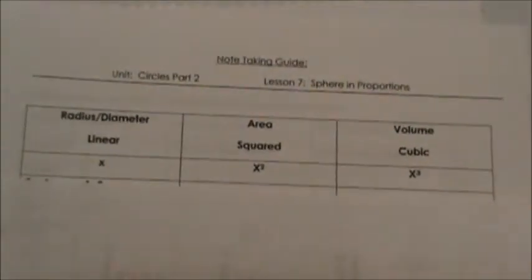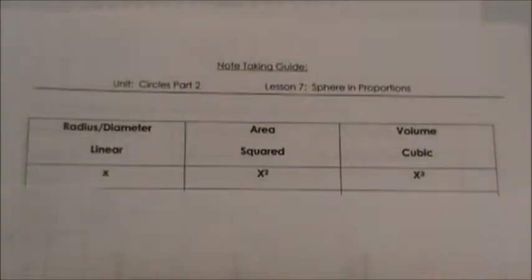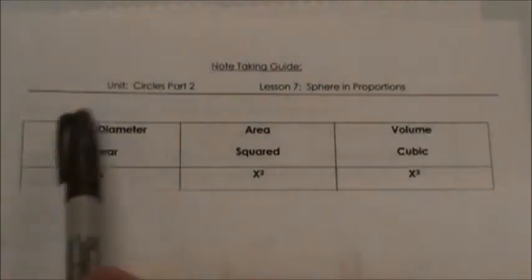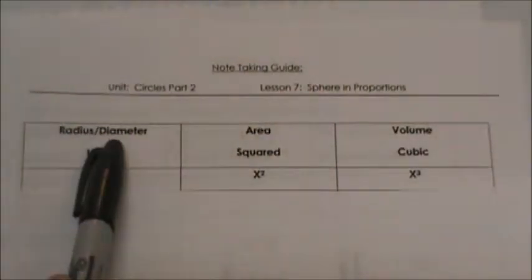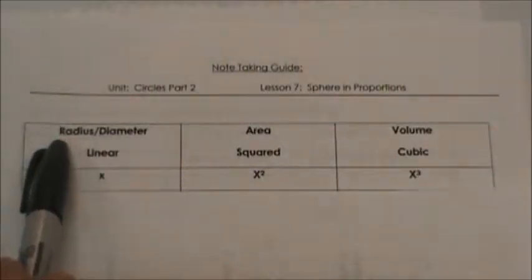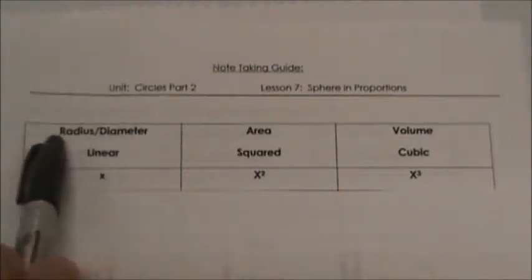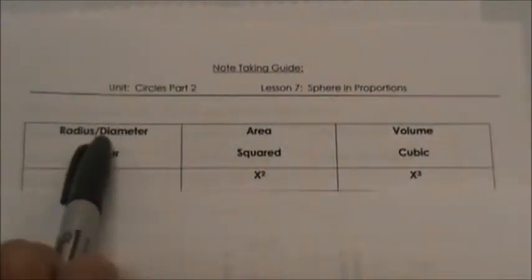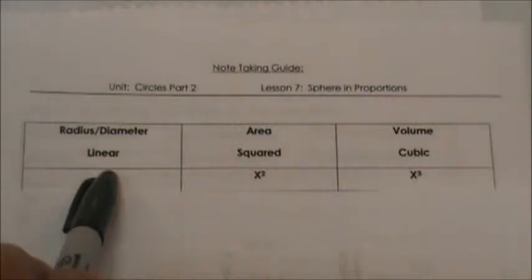How do proportions fit into area and volume of a sphere? This is how it fits in. I'm going to first go over the concept of a linear measurement. When you are looking at a sphere or a circle, your linear measurement is the radius or the diameter. So we're going to call that just in relation to x or r or d.